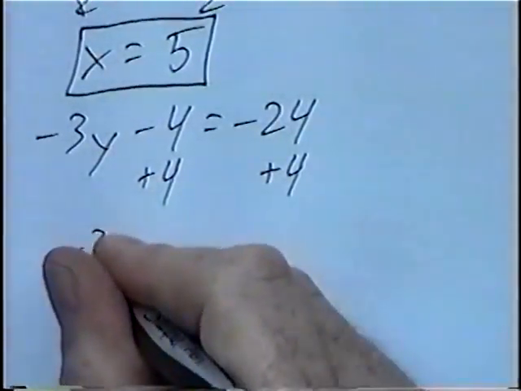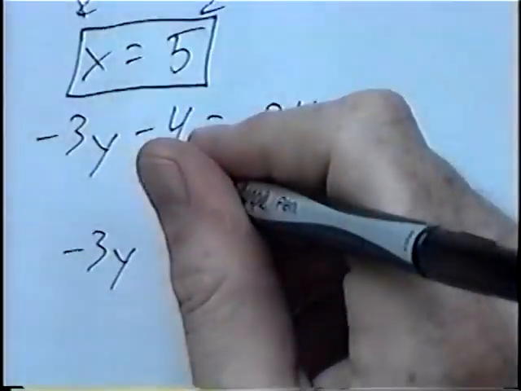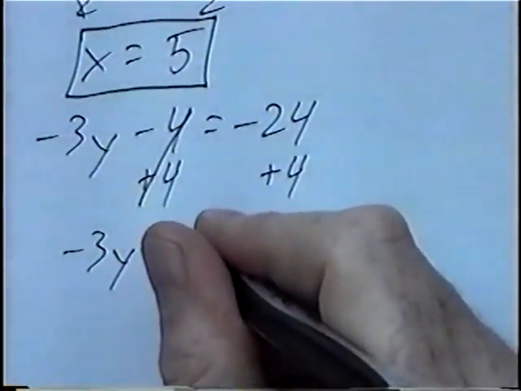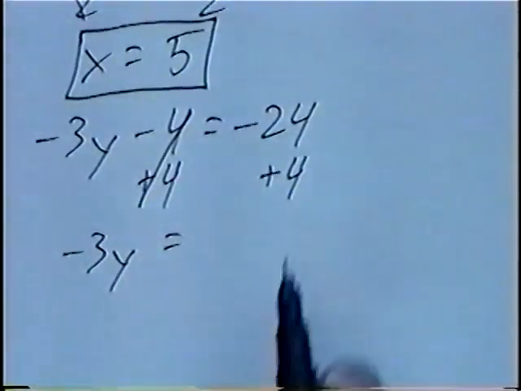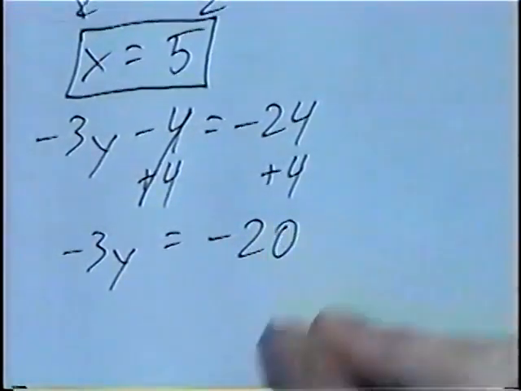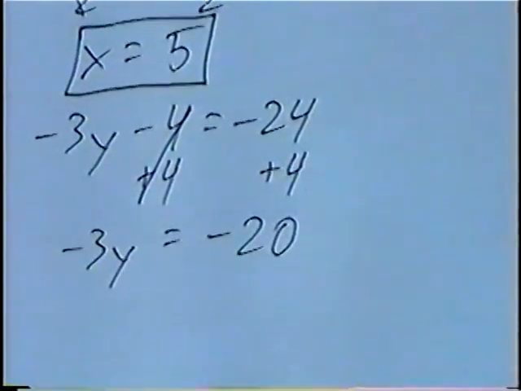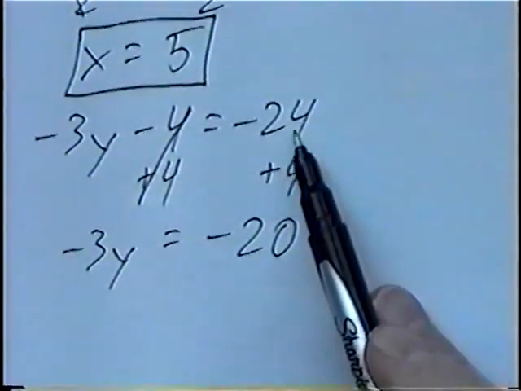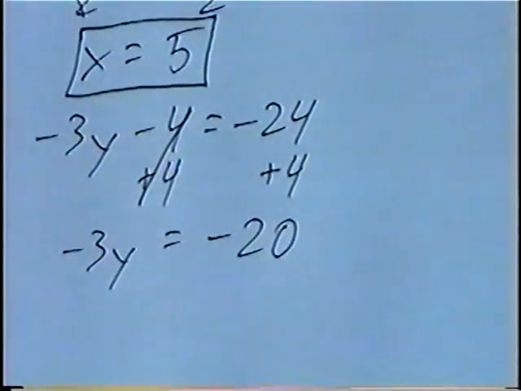Negative 3y would stay the same. Minus 4 and plus 4 would cancel. Equals negative 24 plus 4 would be negative 20. Different signs will subtract. Negative 24, 24 is a bigger number, so it's negative 20.